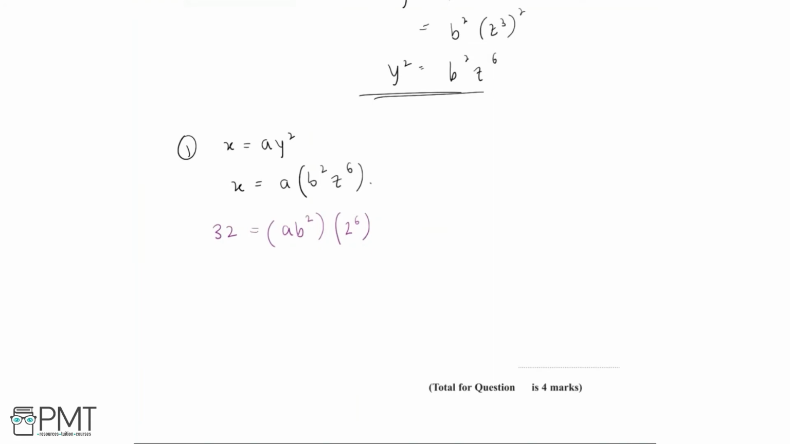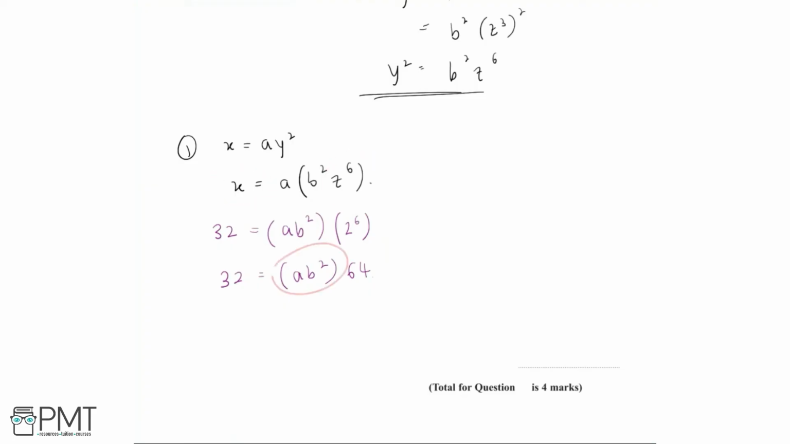Now we know that 2 to the power of 6 is equal to 64, and so 32 is equal to ab squared multiplied by 64. Now it's easy to get confused here and to think, well, we have two unknowns, what's the value of a and what's the value of b? But now we're just interested in finding the constant of proportionality between x and z.